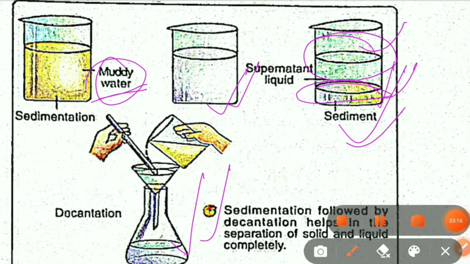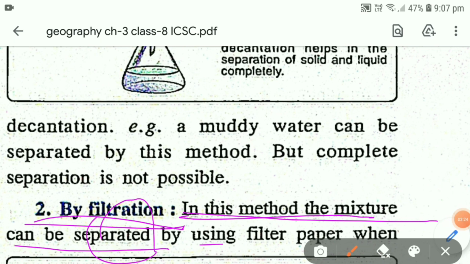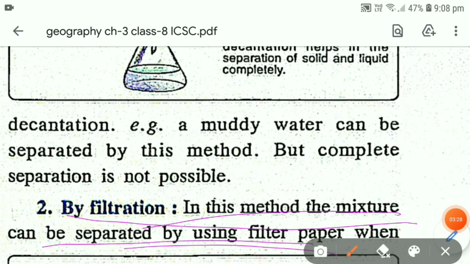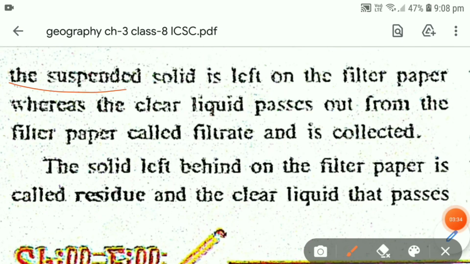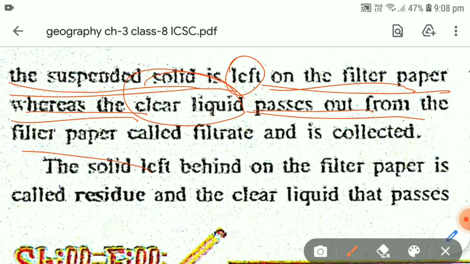Let's move forward. Our next method is filtration. I know you all know this method. In this method the mixture is separated by using a filter paper, when the suspended solid is left on the filter paper, whereas the clear liquid that passes out from the filter paper, called the filtrate, is collected.